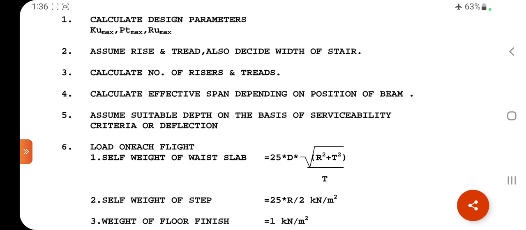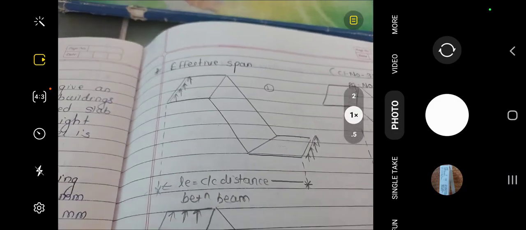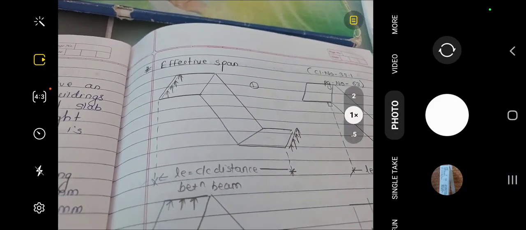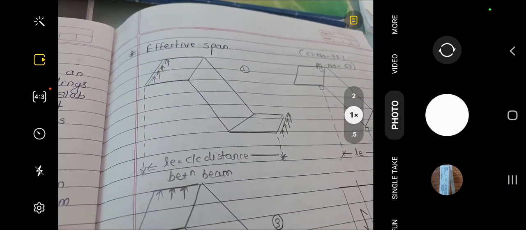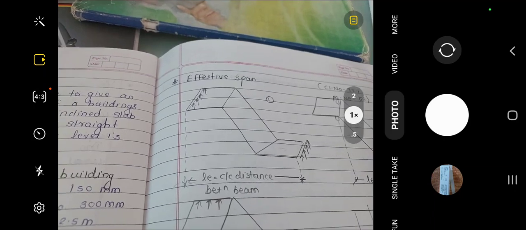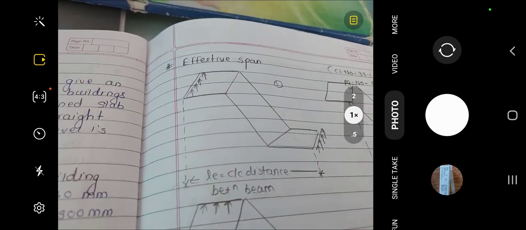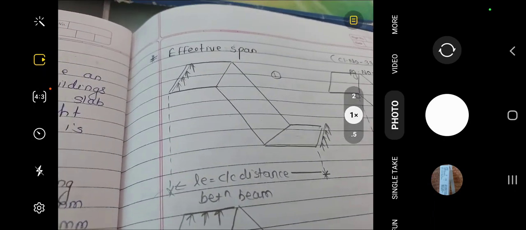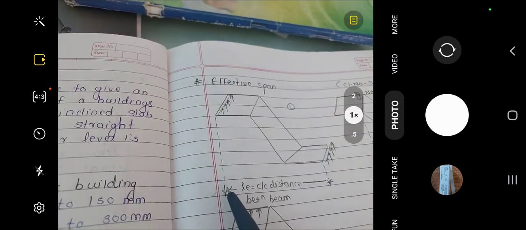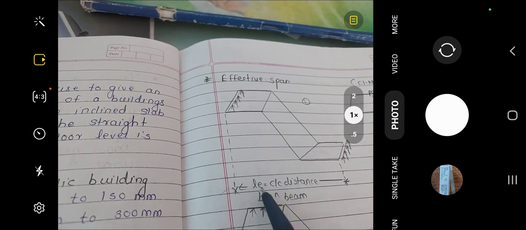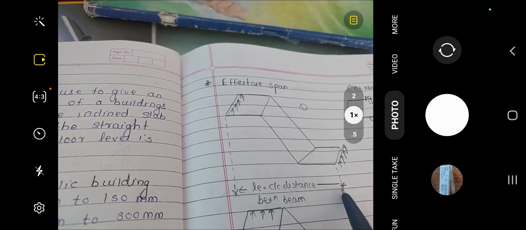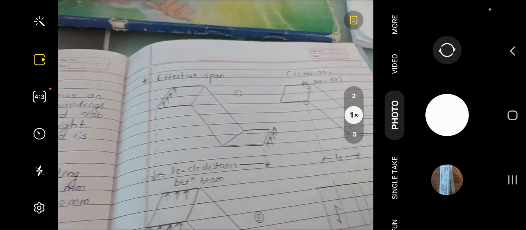Now here we see the different effective spans or the effective length. Here, if my beam is at this point and at this point, the effective length will be L equals the center distance between these two beams.